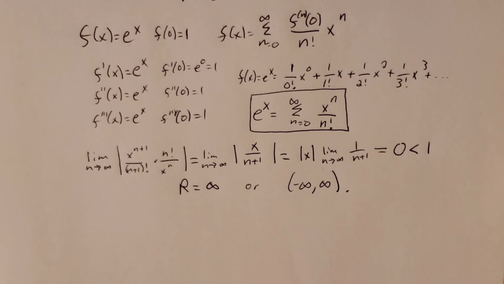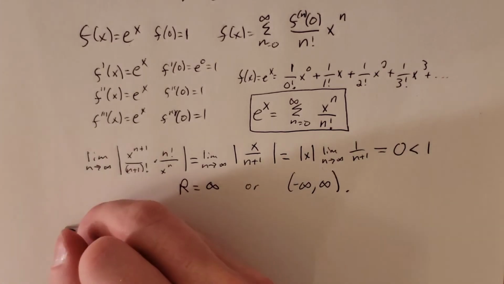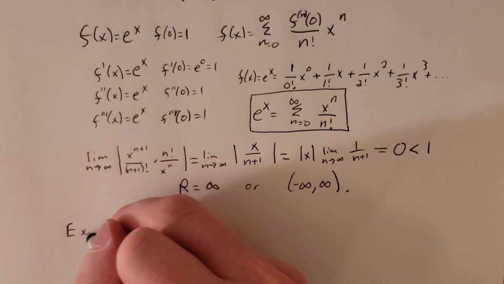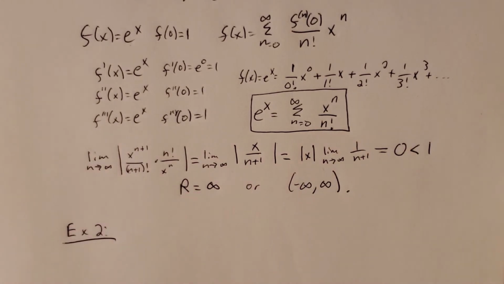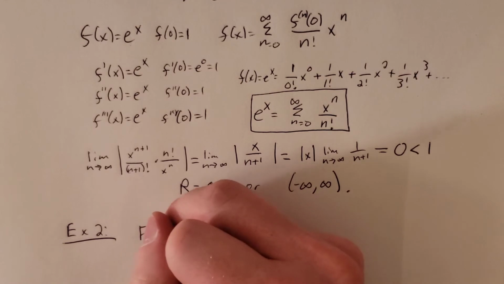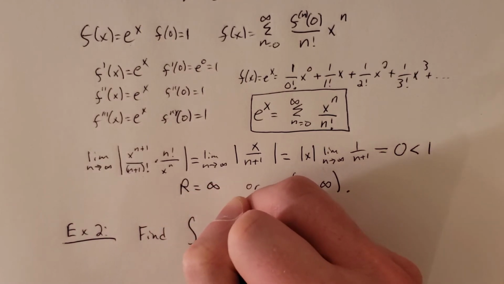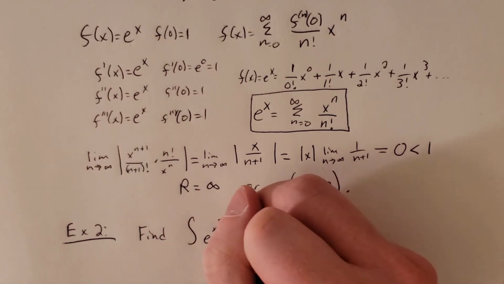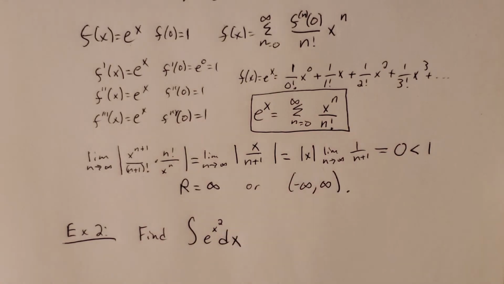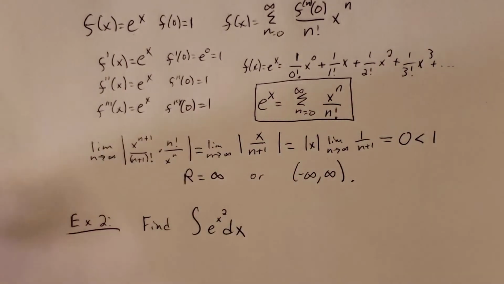And so we now have a way to write out that function e to the x as an infinite polynomial, or in other words, a MacLaurin series, which is a special type of power series. What can we do with that? Well, for one, we can integrate e to the x squared now. So we are going to find the integral of e to the x squared dx as our second example here.